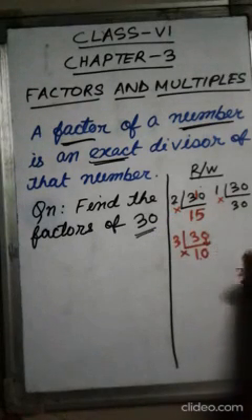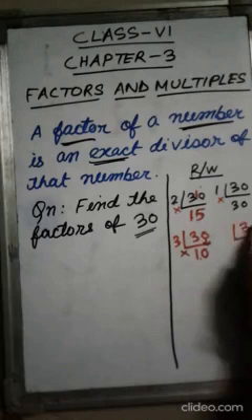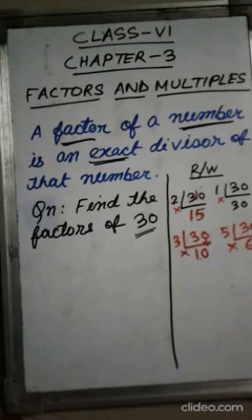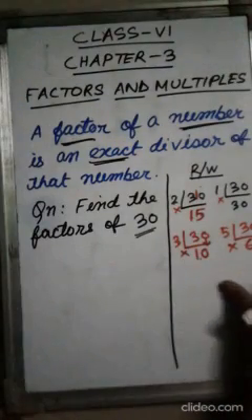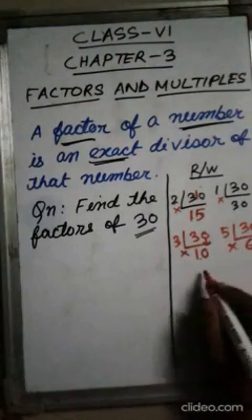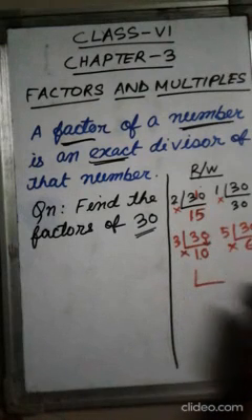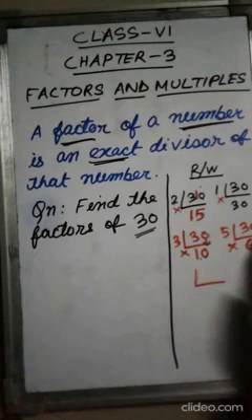So we check for the next number, that is 5. 5 into 6 is 30. Then we go for the next number. 30 is not divisible by 7. 30 is not divisible by 8. 30 is not divisible by 9.